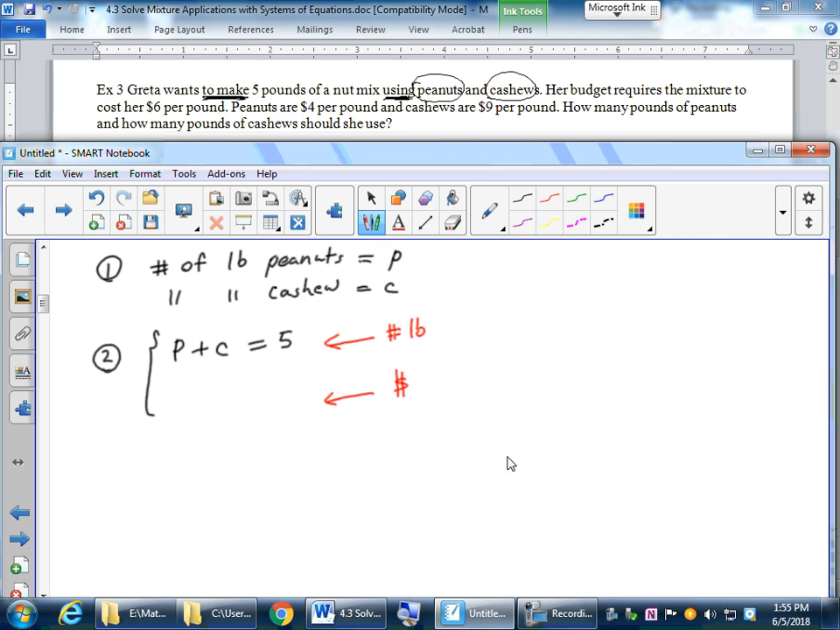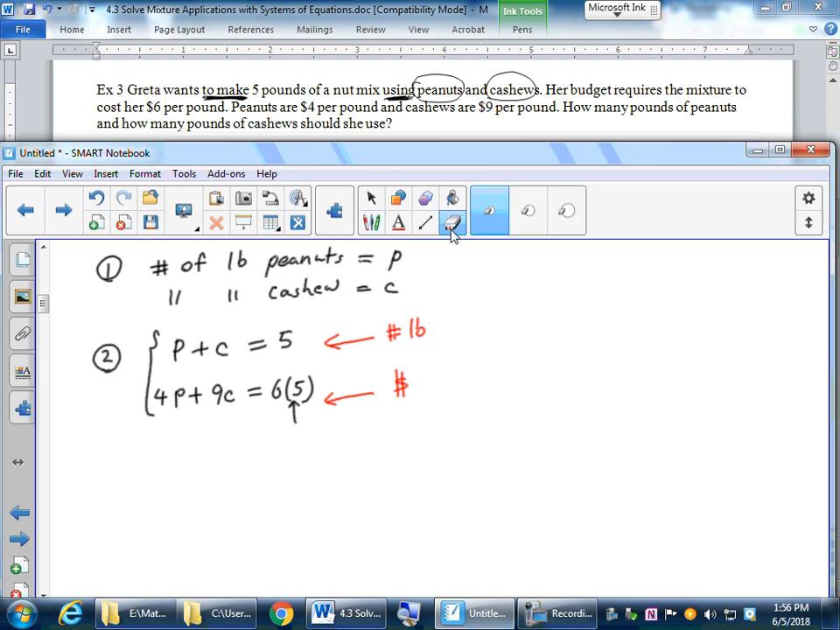Now we can talk about the dollar amount. So how much is it going to cost for peanuts? That's what we need to know. So $4 per pound times the number of pounds of peanuts, and then $9 per pound of cashews times the number of pounds of cashews. So these two costs added together should be equal to the cost of the mixture, which is $6 per pound times a total of 5 pounds. You have to be careful on this second equation, because a lot of times in the past I see that students forget to multiply by 5, because $6 only talks about per pound, not for 5 pounds.